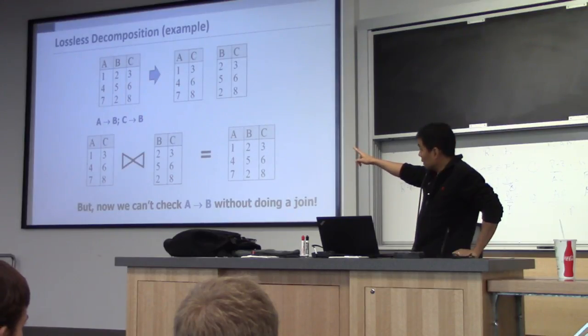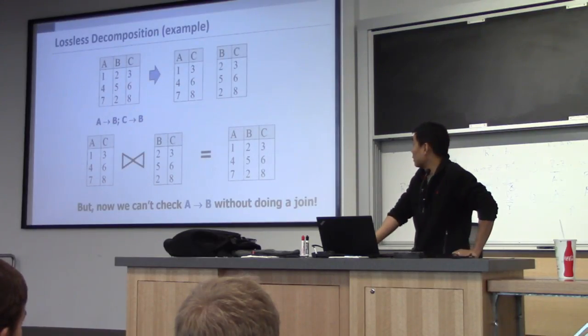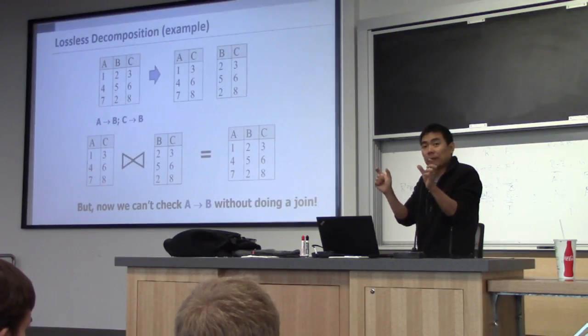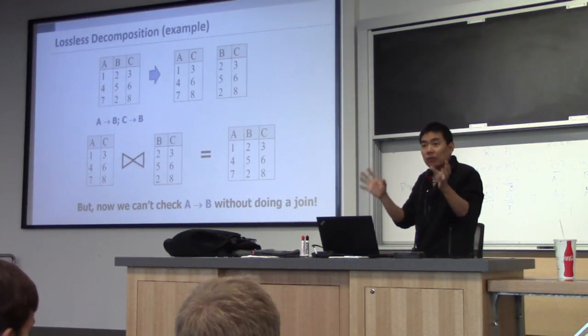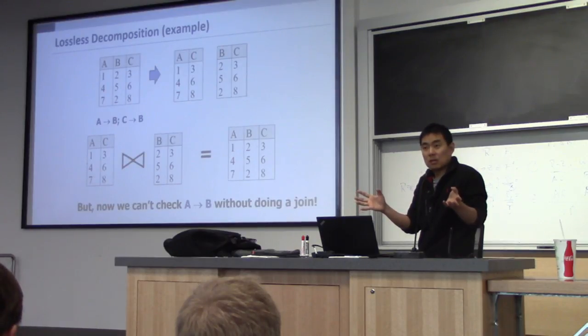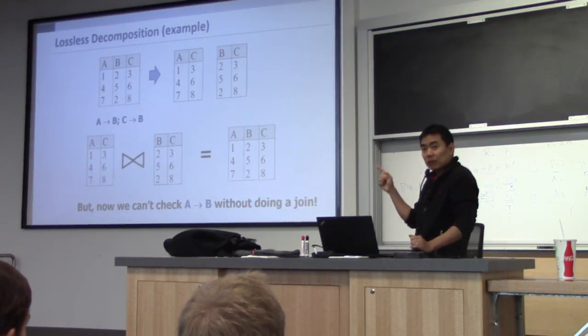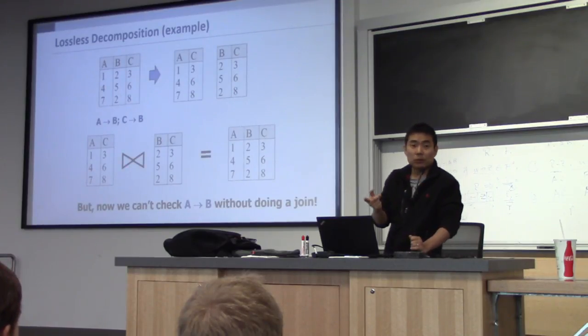Enforcing the dependency A determine B becomes really hard. Why is that? Because the attributes A and B are now in two separate tables. Do you follow me? And because of that, in order to enforce this constraint A determine B, what do you have to do?